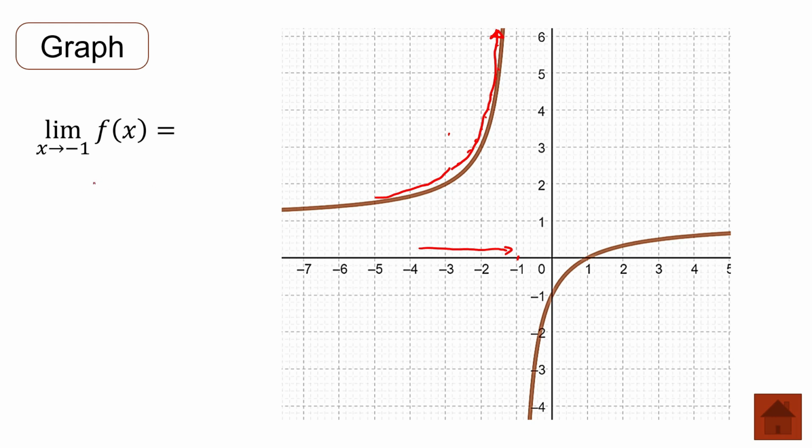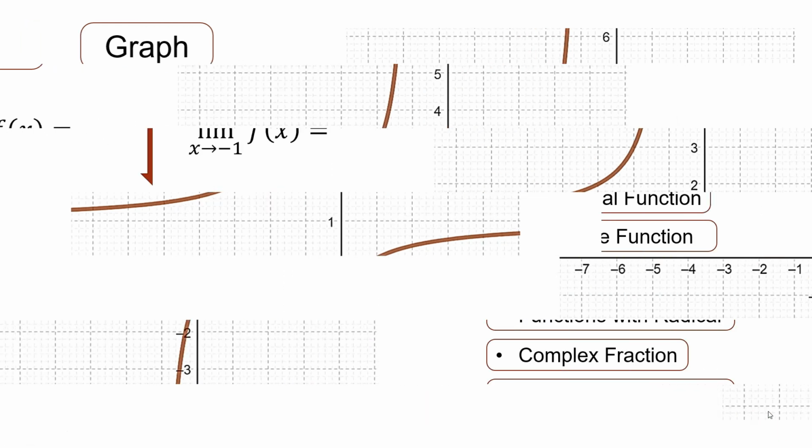The value of this, I believe, rational function is going to be infinitely bigger. And then if you look at the right hand limit, it's going down here, which in terms of y is approaching negative infinity. So they are going in different directions, obviously, which tells us that the limit of this function does not exist. All right, so that is in terms of graph.